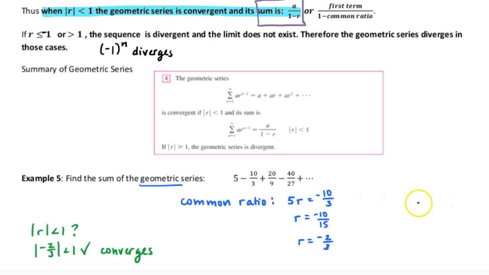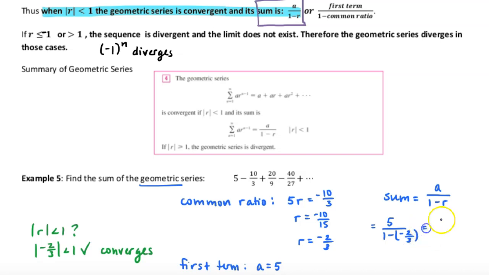And so our sum is going to be equal to a over 1 minus r, and a is just the first term. And so our first term is just a, which is 5. And so now I can find the sum, and the sum of this geometric series is 5 over 1 minus r, so 1 minus -2/3. And let's simplify this. This is going to be 5 over 1 plus 2/3, which is 5/3.